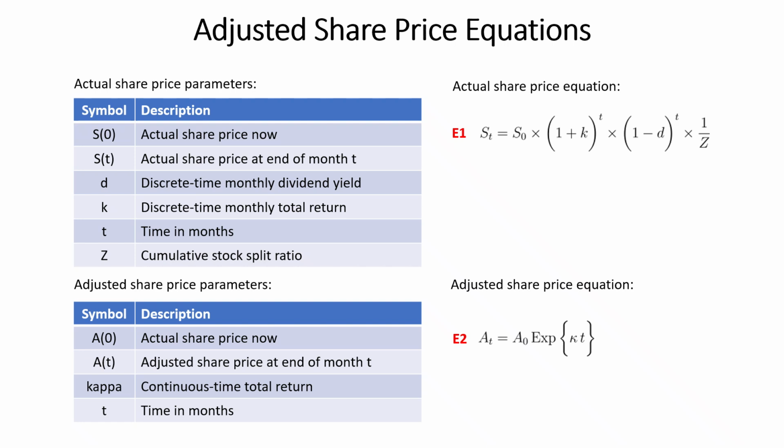So you can see that in that equation, for continuous time, rather than using powers, we use the exponential function. And if you go into Excel, that's the EXP function. So rather than compounding monthly, we use continuous compounding, and we use the EXP function in Excel to do that. So what we're saying is E2 says that the adjusted share price at the end of any time t equals the share price now, the actual share price now, times the exponential of kappa times t.